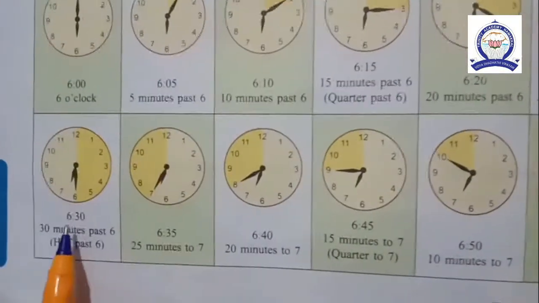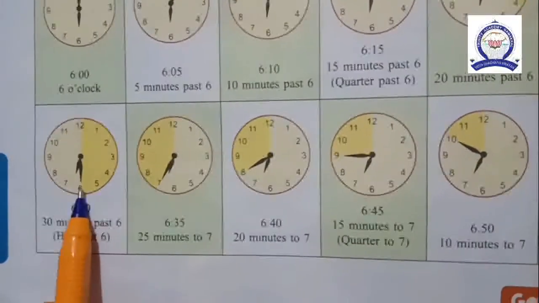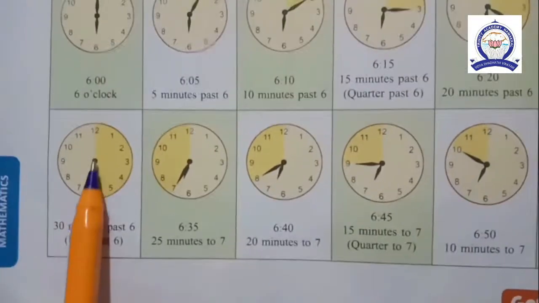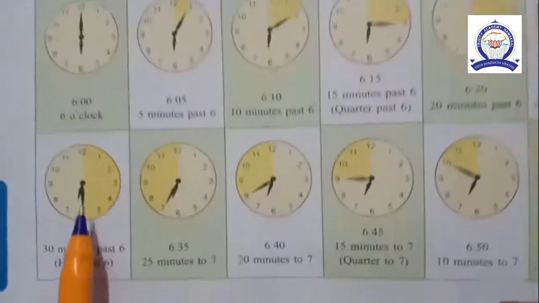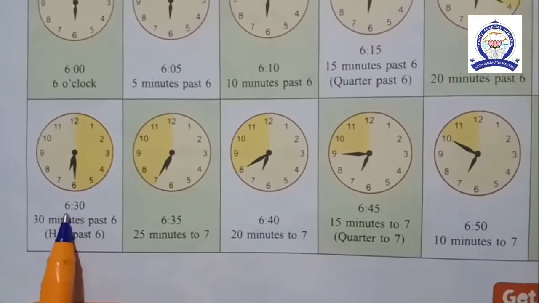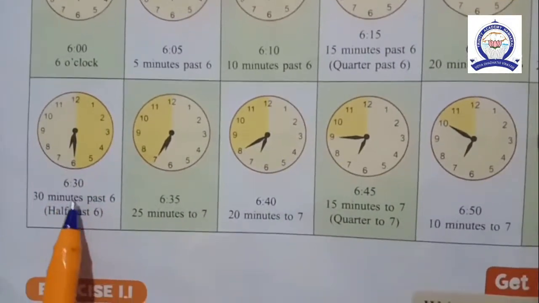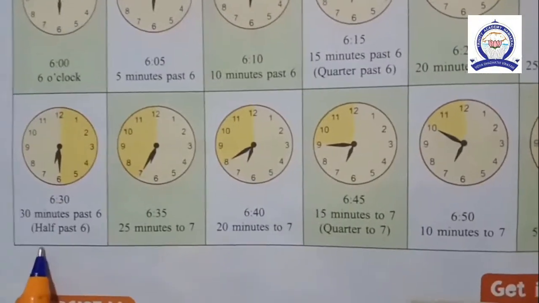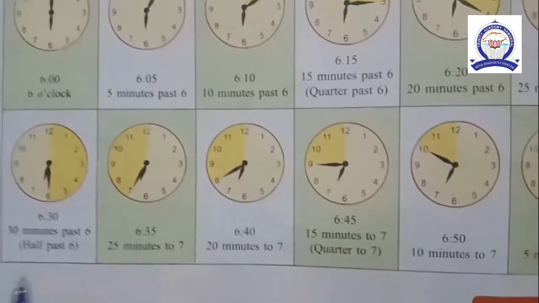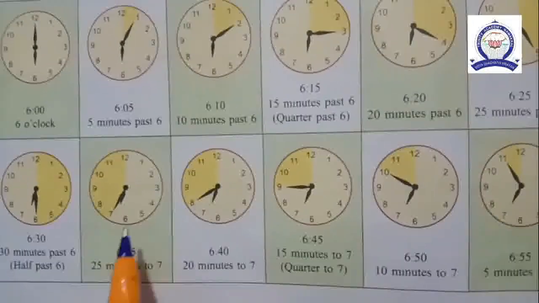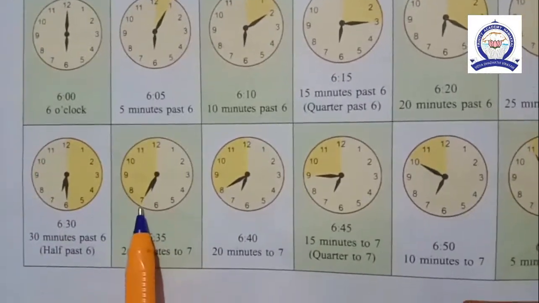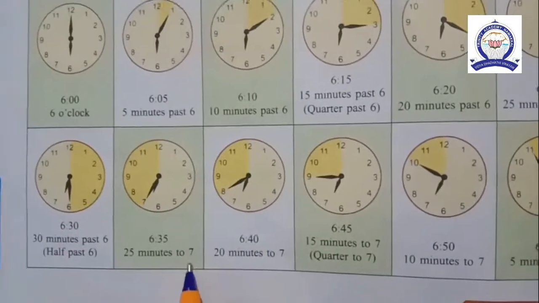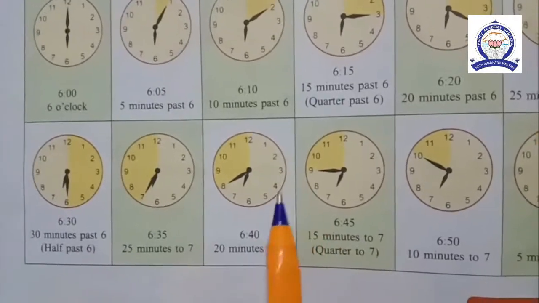Next children. The two hands are in the number 6. The hour hand is in 6 and the minute hand is also in 6. 6 5s are 30 minutes. 30 minutes past 6 or half past 6. Next children. 6:35. 7 5s are 35. 25 minutes to 7.